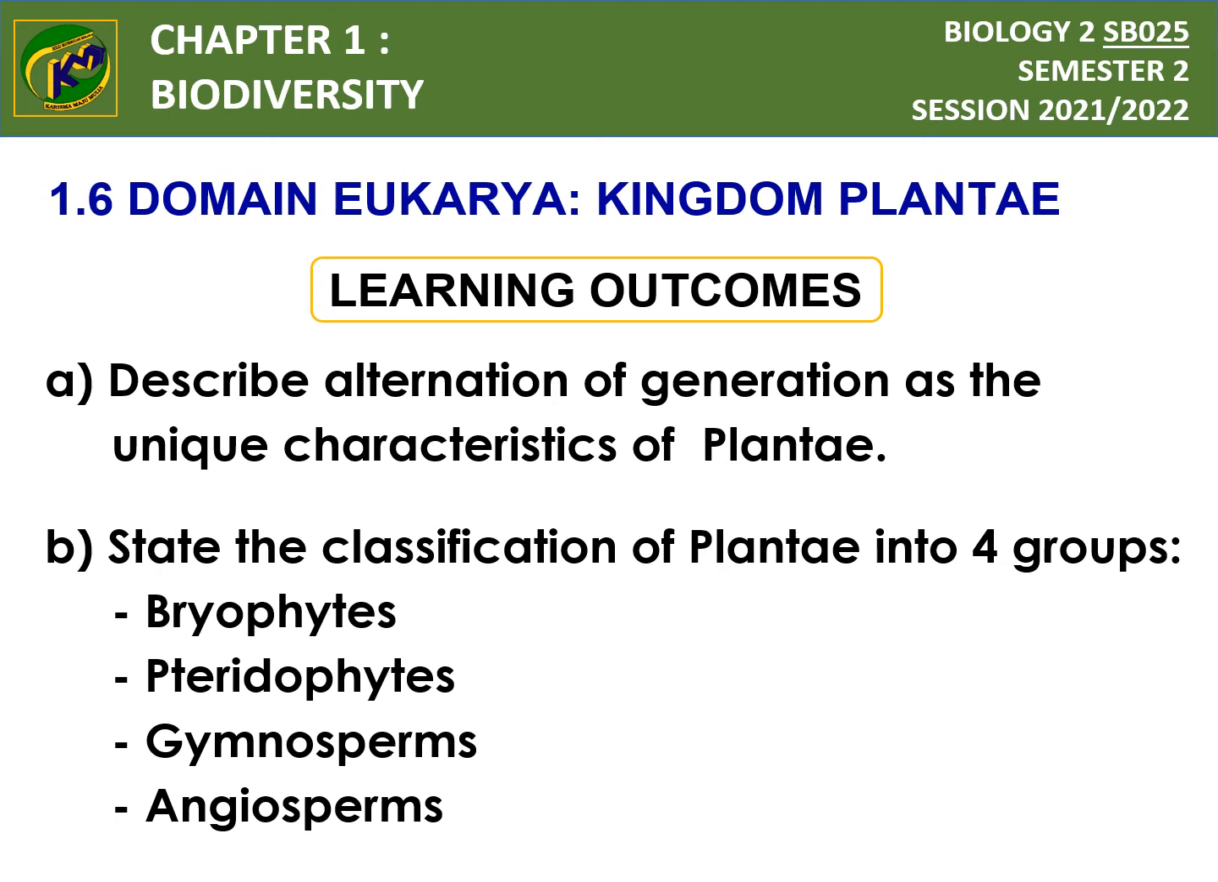Hi, this video will explain about 1.6 Kingdom Plantae. The learning outcomes are for students to be able to describe alternation of generation in Plantae and state the classification of Plantae into four groups: bryophytes, pteridophytes, gymnosperms, and angiosperms.